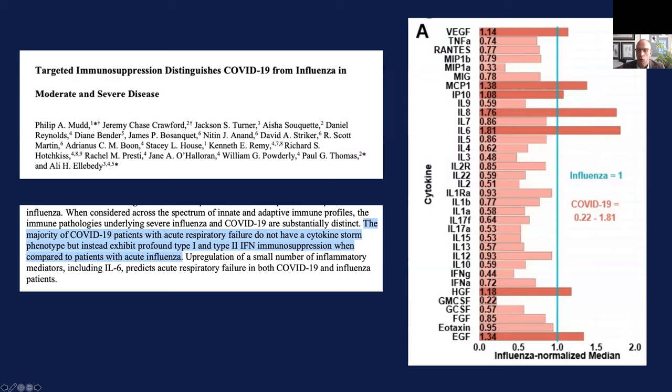It may be a totally appropriate immune response to a persistent viral infection, and we may be doing some harm by blunting it. But also, in most respects, they exhibit profound type 1 and type 2 interferon immune suppression when compared to patients with acute influenza. So if anything, they have a blunted immune response compared to other causes of ARDS. And it really does give me pause. I really do not think that we should be using these experimental therapies outside of randomized controlled trials.